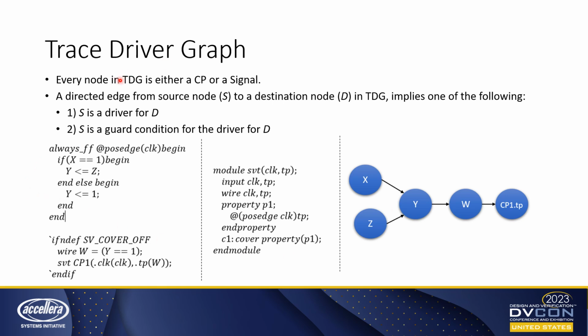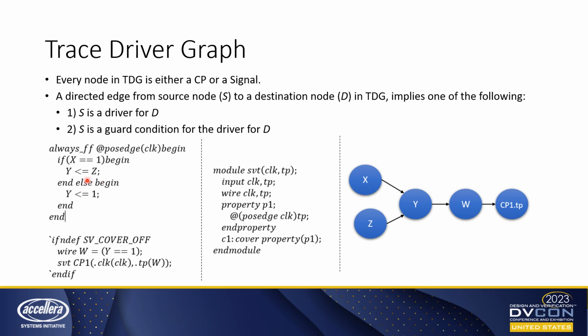So we define the trace driver graph where each node is a CP or a signal. So for this RTL, we have signals such as X, Y, Z, and W, and we have the cover property CP1. So all of these become nodes in the trace driver graph. And the edge represents a driver or a guard condition for a driver. So what that means is if you have an edge from a source to a destination, it means that the source is either a driver or a guard condition for the driver.